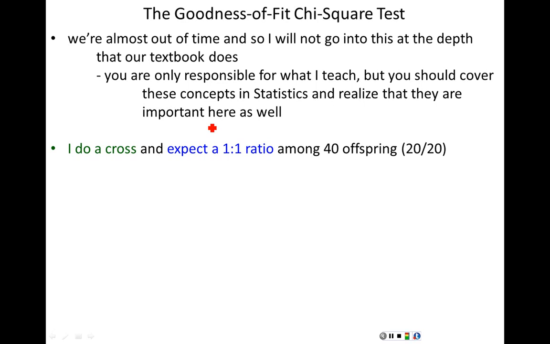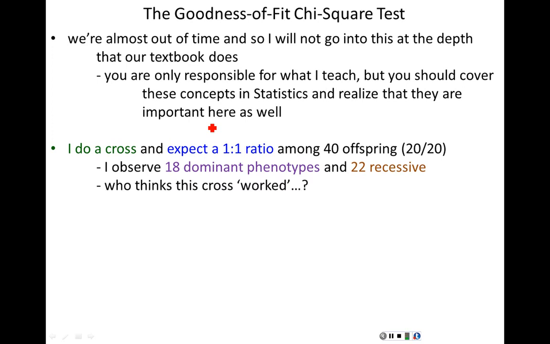But that's the predicted frequency. Let's say I actually do the cross and I get 18 showing the dominant phenotype and 22 showing the recessive. Well, it's close to 20/20. How many of you think that cross, quote-unquote, worked, that my outcome matched my prediction? Well, it's close. Some of you might think it didn't. Some of you might be sticklers, wanting to see 20/20.